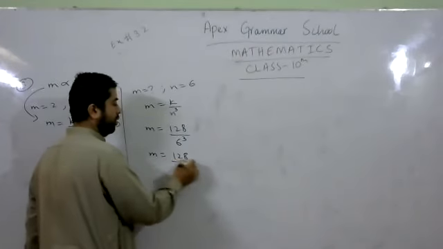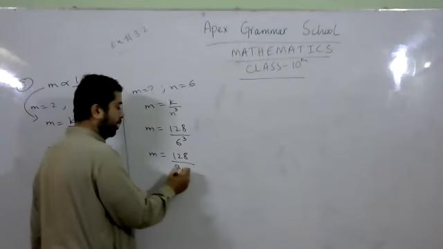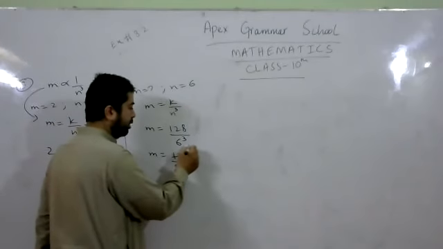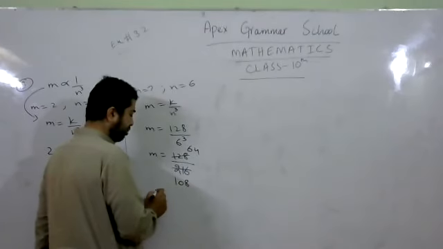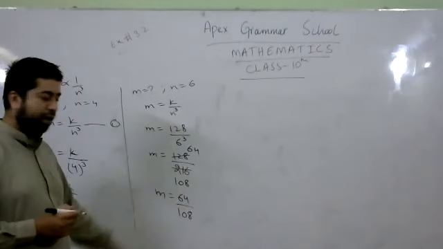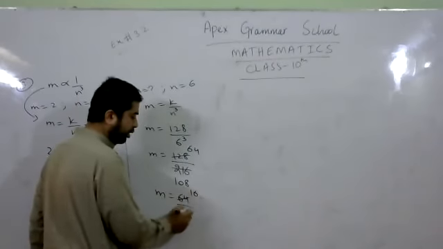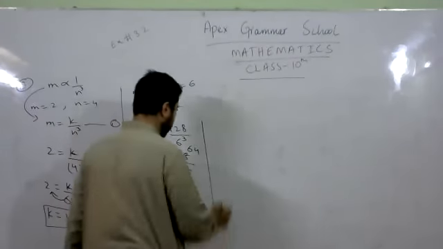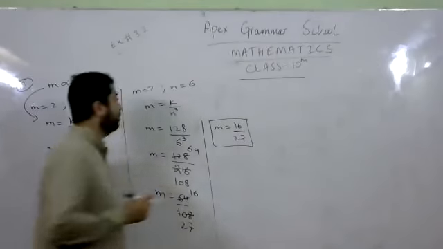So 128 over 6 cubed means 6 multiplied by 6 multiplied by 6. That makes it 216. Now you can easily solve this. 2 sixes are 12, 2 fours are 8, 2 ones are 2, 108, so m is equal to 64 over 108. Now again we can solve this. 4 ones are 4, 4 sixes are 24, then 4 twos are 8, 4 sevens are 28. So we are left with m is equal to 16 over 27. This was the value of m.